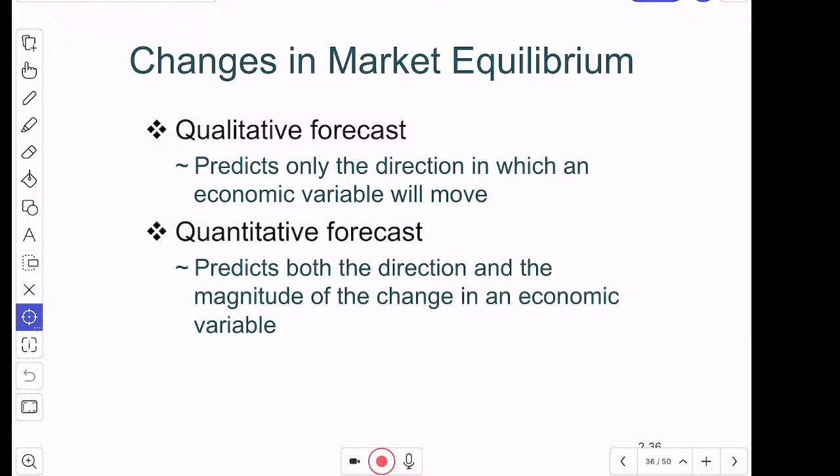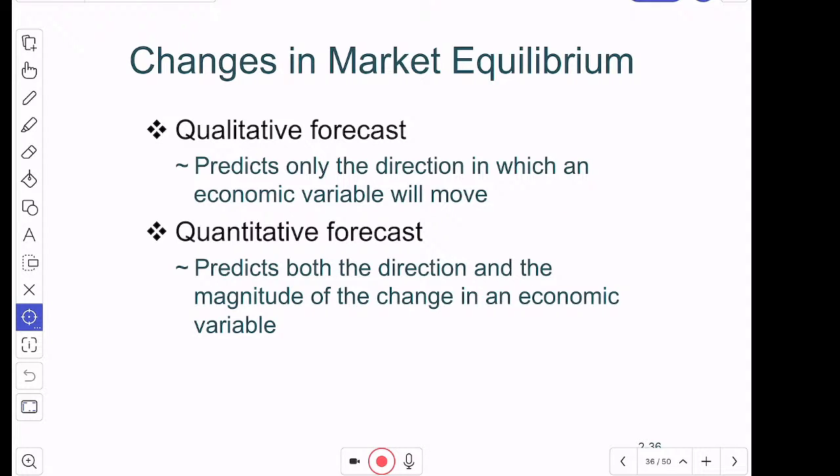So we could do a qualitative forecast where we just predict the direction, what we can anticipate. And sometimes you can actually say what we can expect if we just expect one change in either supply or demand. But if there's a cascade of changes, we might not be even able to predict what qualitatively will happen in the end. Does the price go up? Does the quantity go down?